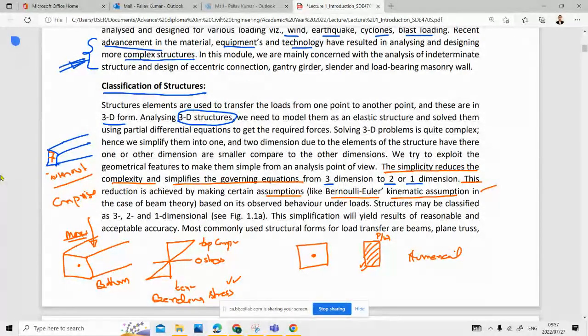So this is your first question, which I want you to do in your tutorial today. That is, write Bernoulli-Euler's kinematic assumptions with reasons. This is your first tutorial question, with reasons, right? So reason them, and how they implicate your analysis. You have to think critically about these Bernoulli-Euler kinematic assumptions in the case of beam theory. Okay, did you get it?